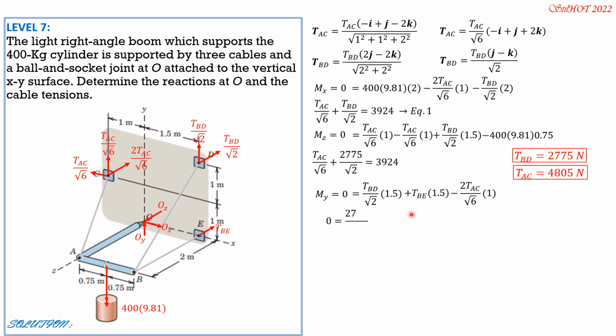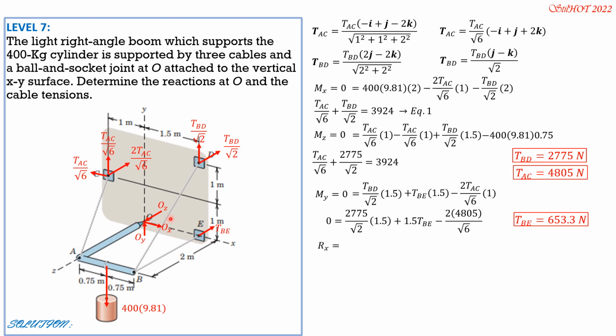So substitute the computed values. So 2775 over square root of 2 times 1.5 plus 1.5 tension BE minus 2 times 4805 over square root of 6. So tension BE is equal to 653.3 newtons.